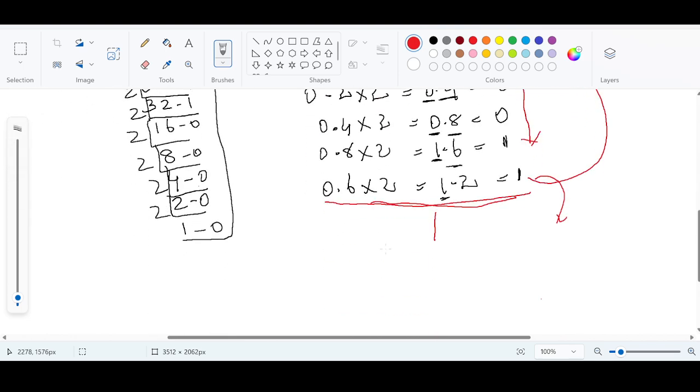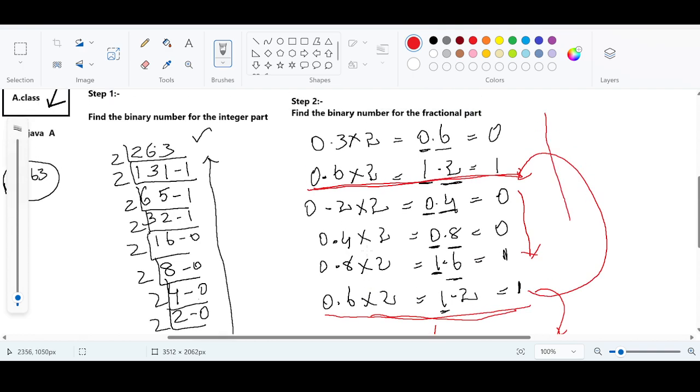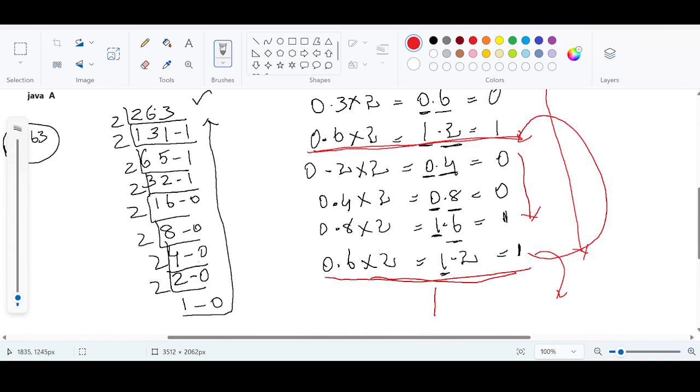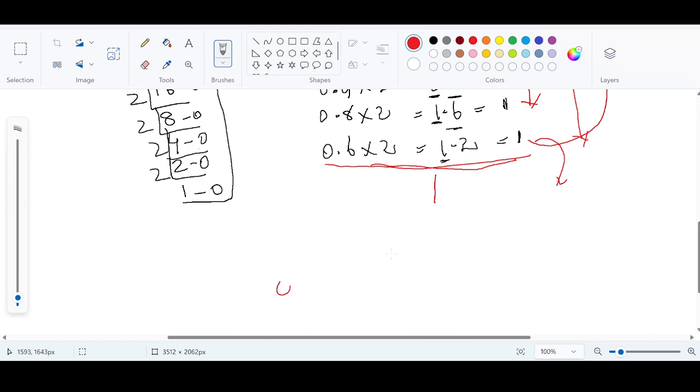Now what is the fractional part that we have? We will take the fractional part from top to bottom. You will collect all the numbers from top to bottom, which is 0, 1, 0, 0, 1, 1, and then 0, 0, 1, 1, 0, 0, 1, 1.